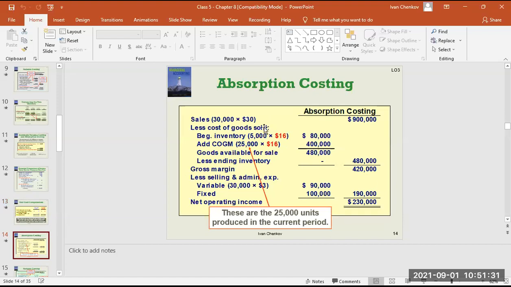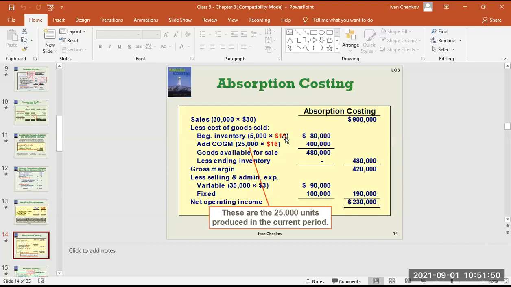Now, if we have to prepare the income statement, now the sales, since we're selling 30,000, is going to be 900,000. Now we have beginning inventory of 80,000 from the previous period.